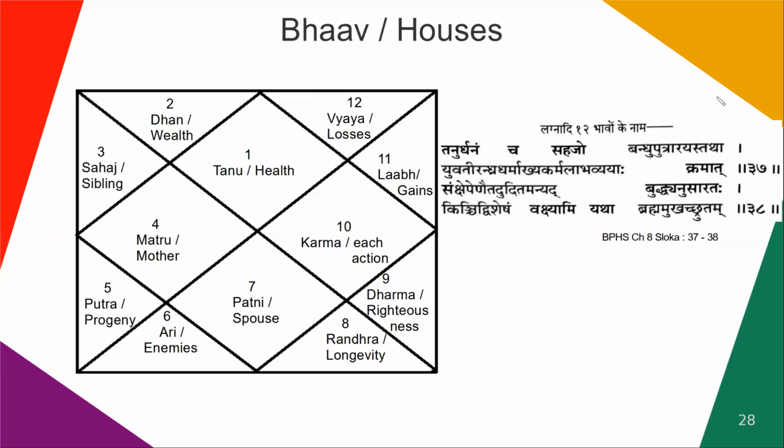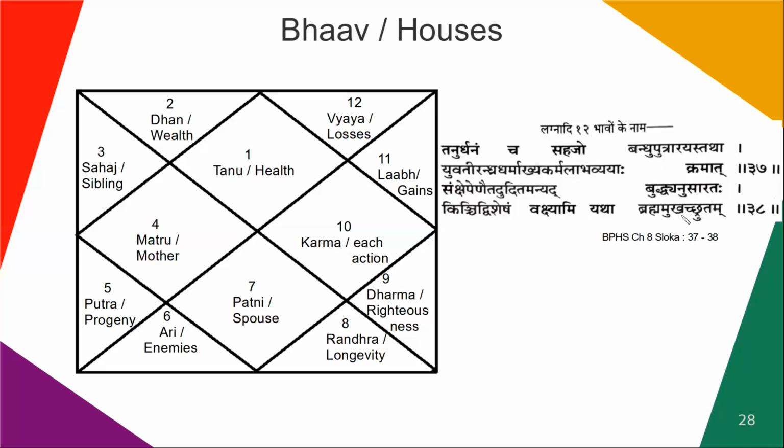I'll go to the next shloka and we'll finish up the shlokas first before we go to the meaning. Sankshepenai udita manyad buddhyanusaratah. I'll repeat. Sankshepenai tu udita manyad buddhyanusaratah kinchit vishesham vakshayami yatha brahma mukhashrutam. So Maharshi Parashara says, as taught by Lord Brahma, Brahma Mukha Shrutam. Mukha is through the mouth, Shrutam is heard.